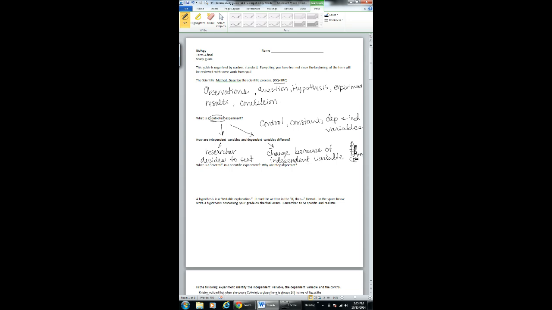All right, what's the control in the scientific experiment? This is what we compare our results to. And they're awfully important because you could do all of these tests, but if you don't have what is called a baseline, and we don't have something to compare it to, our data wouldn't be very meaningful. So it's a baseline, and that's why it's very important to make our results meaningful.